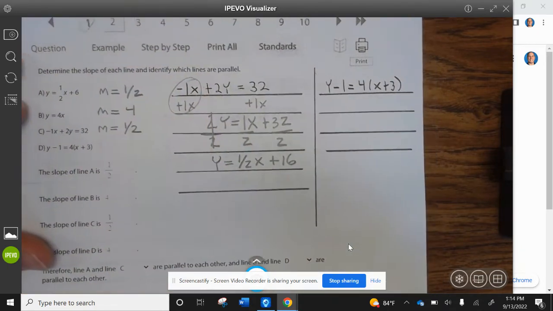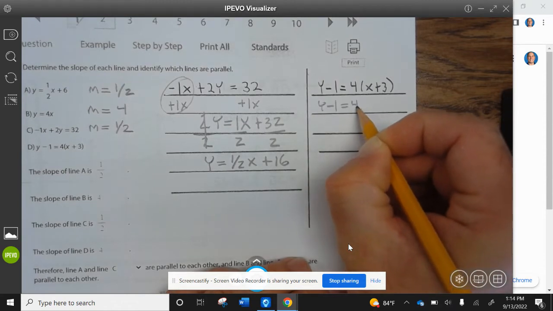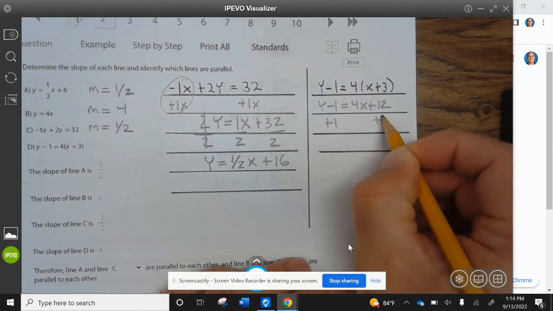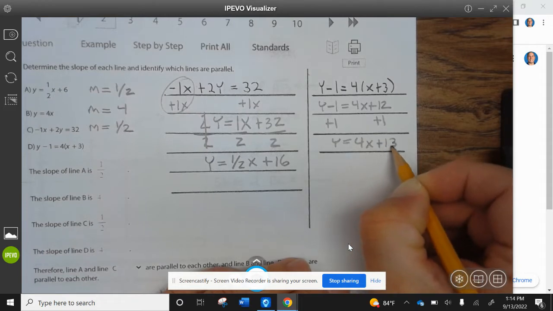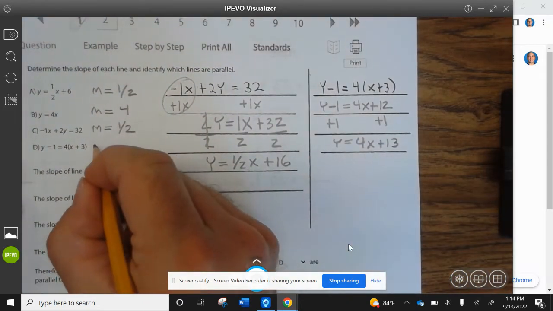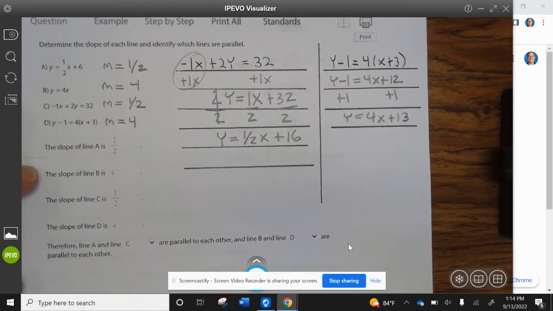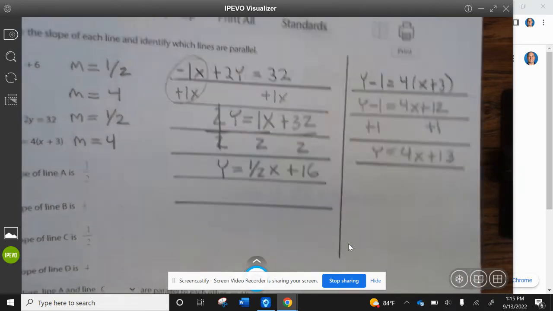And then D, again, we need to solve for y. So we're going to distribute the 4 first. So y minus 1 equals 4x plus 12. Add 1 to both sides. Get y equals 4x plus 13. So the slope for D is 4. So the slope of A is 1/2. The slope of B is 4. The slope of C is 1/2. The slope of D is 4. Therefore, line A and C are parallel to each other, and line B and D are parallel to each other. All right, let's take a look at the next example.